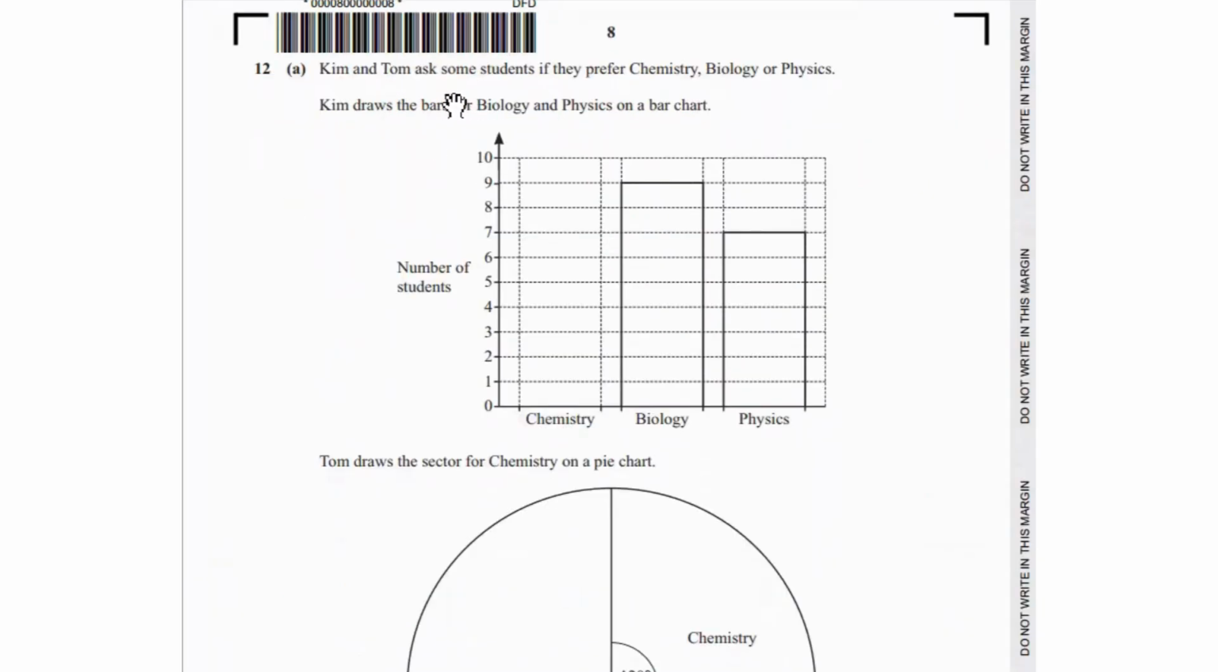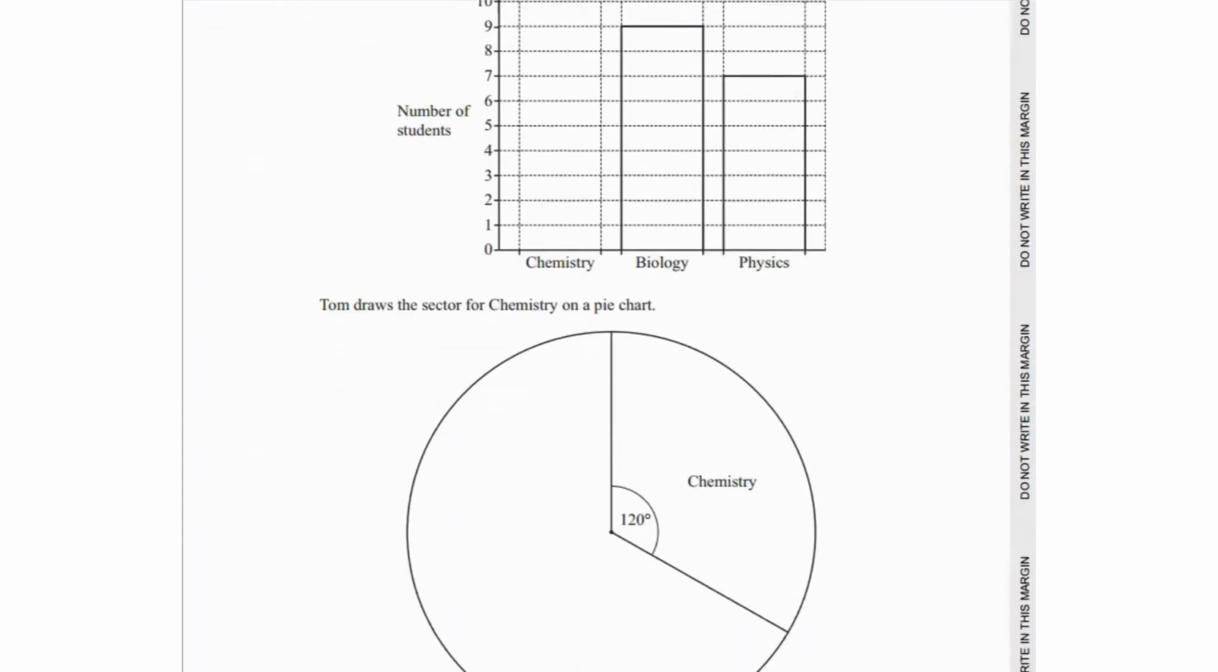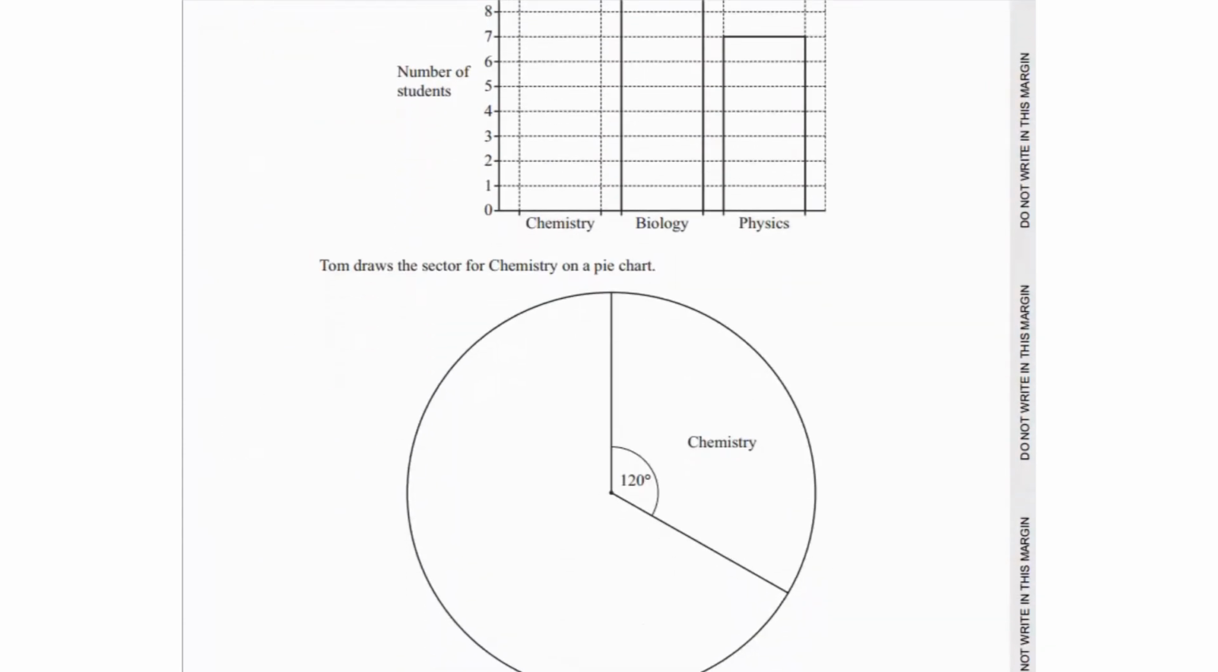Then it says, Kim and Tom ask some students if they prefer chemistry, biology, or physics. Kim draws the bars for biology and physics on a bar chart. Tom draws the sector for chemistry on a pie chart.